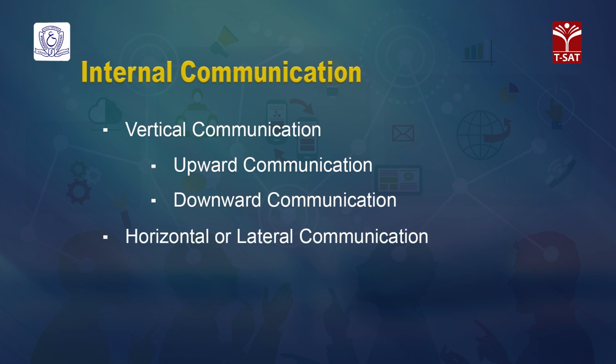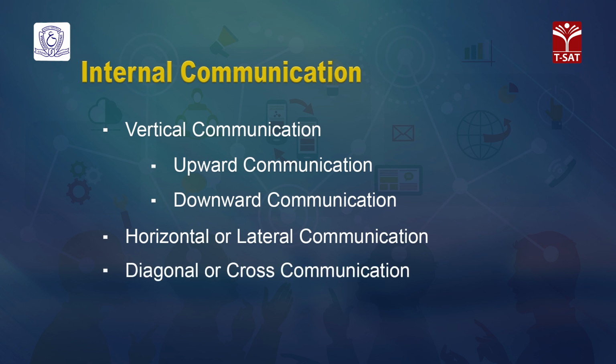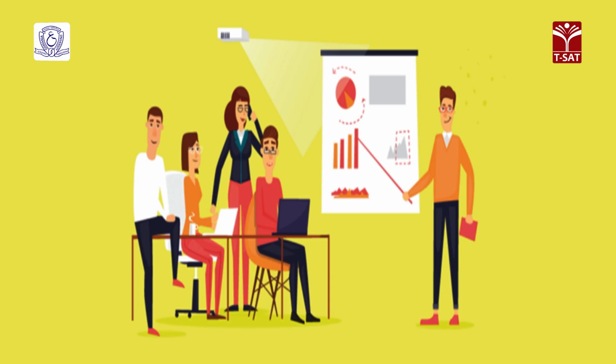Horizontal or lateral communication. Horizontal or lateral communication is when the communication takes place between people of the same hierarchical level. For example, when the manager of one team discusses with the manager of another team. Diagonal or cross communication. Diagonal or cross communication is the communication which takes place between people across teams and levels in the organization. For example, the manager of the product team discusses ideas with employees in the design team.